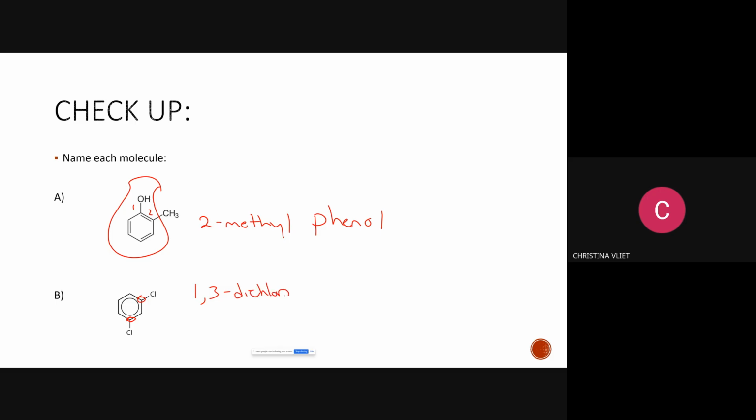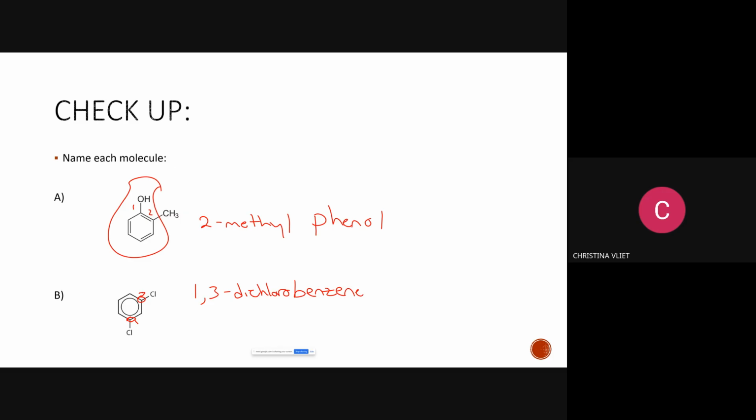Substituents get the lowest numbers possible. Carbon 1 does not have to be the carbon at the top. Carbon 1 is wherever your first substituent is, right? So carbon 1 is either here or here. Doesn't matter. If I said carbon 1 was here, then this is carbon 3. The 1,3 is just saying that they're 2 away from each other. This molecule could be turned around, right? So it's 1,3-dichlorobenzene.